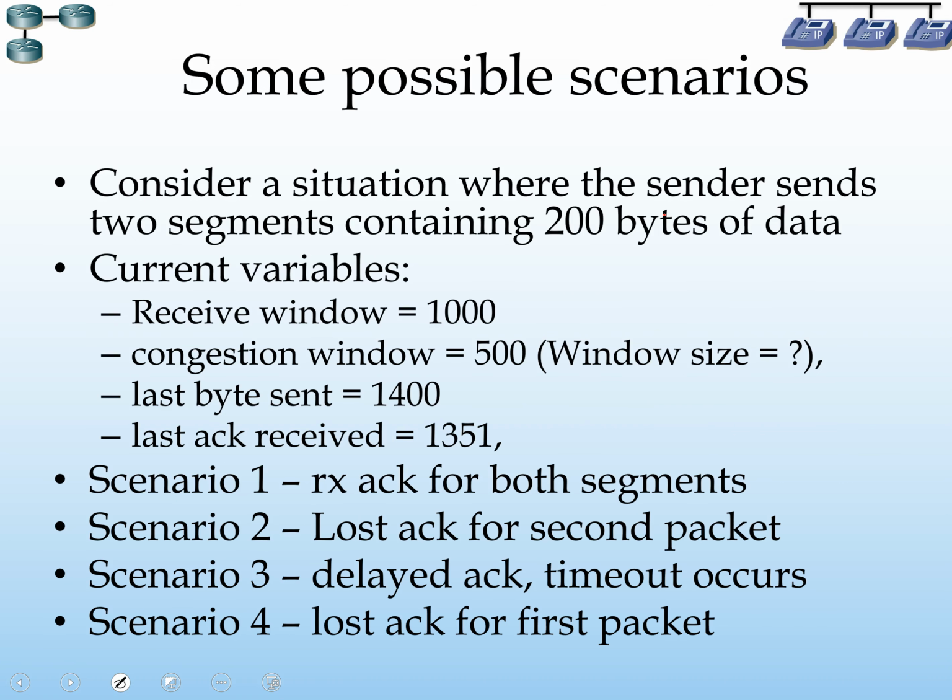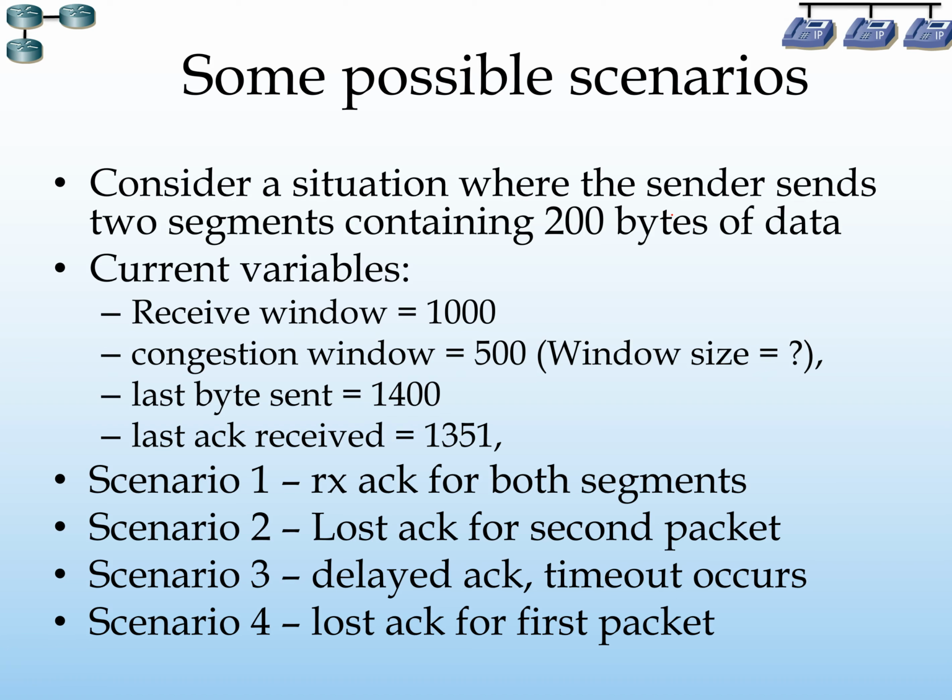So here are some scenarios. We've got a scenario where the user is going to send 2 segments at 200 bytes of data each. And we have a receive window from the other side of 1,000, a congestion window of 500. So what is the actual window going to be? It's always the smaller of those 2 numbers. So in this case, the window size is equal to 500. The last byte we sent was 1400, and the last acknowledgement we had was 1351.